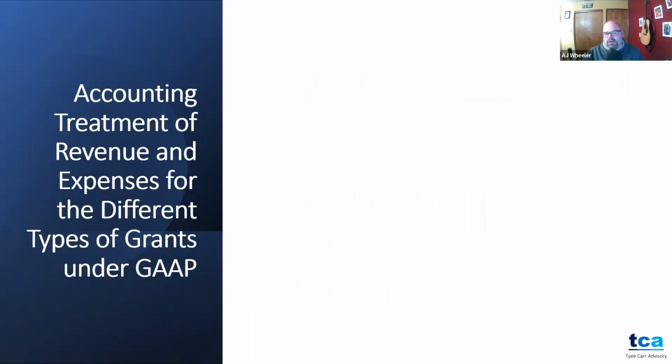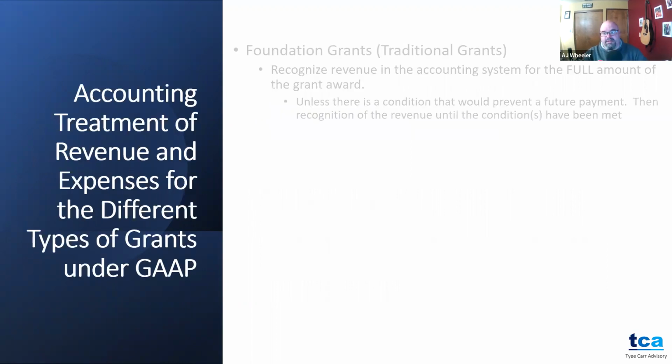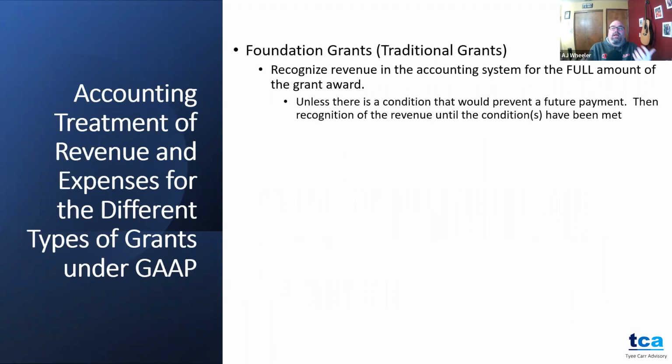So what's the accounting treatment for the different grants? For a foundation grant, you're recognizing all of that revenue the minute the grant award is signed. Unless there's a condition, if there's some kind of matching funds or milestones that need to be met, they might give you half up front and half after you've serviced X amount of clients, or after X amount of months or something like that. There's a condition that needs to be met before you receive the rest of the funding.